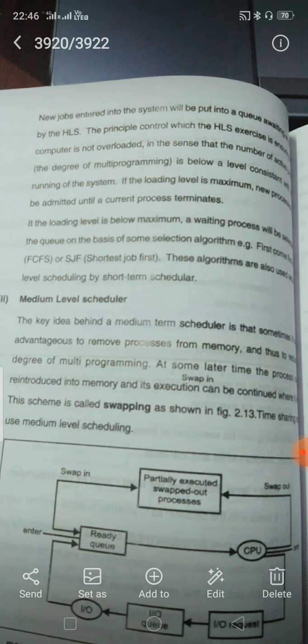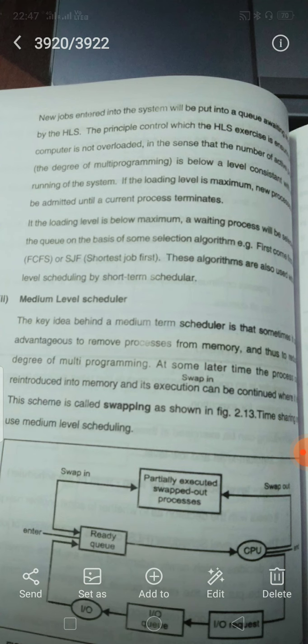Second one is medium level scheduler. The key idea behind a medium term scheduler is that sometimes it can be advantageous to remove processes from memory and thus to reduce the degree of multi-programming. At some later time, the processes can be reintroduced into memory and its execution can be continued where it left off. This scheme is also called swapping, as shown in this figure.